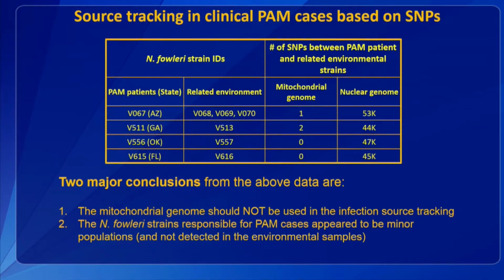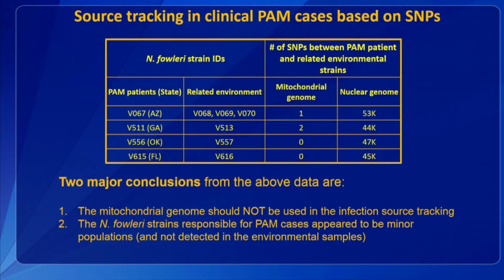And we tried to use these SNPs in order to identify the source of infection using 4 PAM cases and related environmental samples. And when we used mitochondrial SNPs, we found only 1, 2, or no SNPs in these 2 cases between the PAM strain and the environmental strain. So we thought we had identified the strain that was responsible for PAM. But when we looked at the nuclear genome, there were like 45 or 47,000 SNPs. So the strains were not identical.